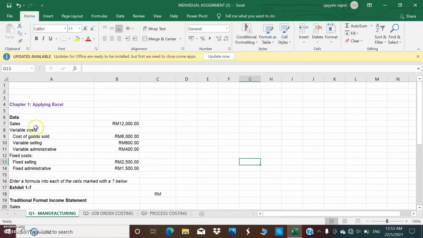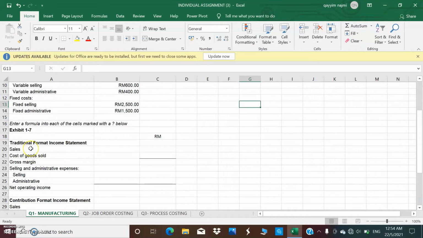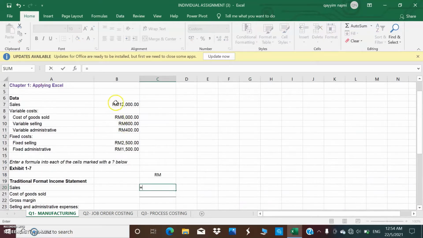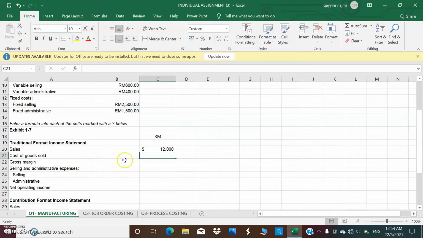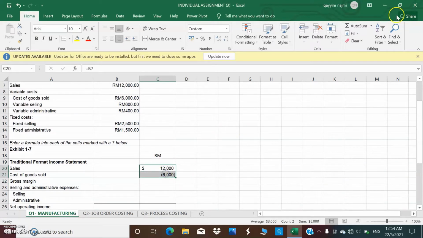Okay, this is the data from chapter 1 by applying Excel. We will continue to answer the question by the traditional format income statement. The sales, by the data above, is 12,000, and then minus cost of goods sold, 6,000. We will deduct it, and then the gross margin is 6,000.